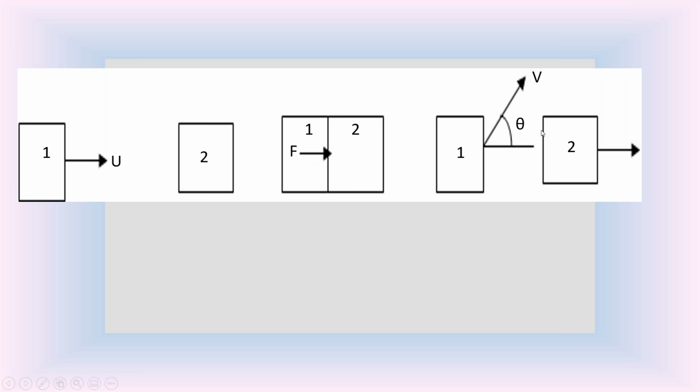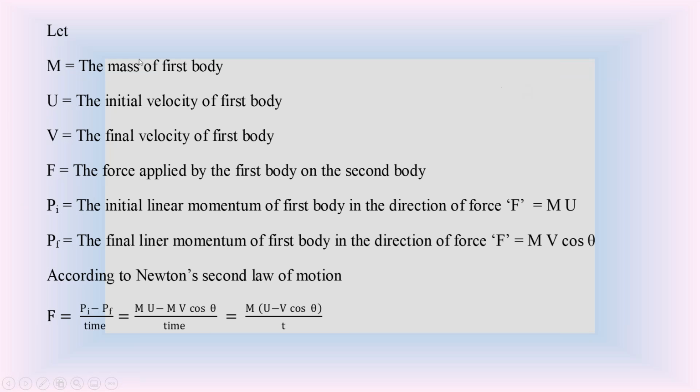So check Newton's second law in this condition, when the final velocity is in the inclined direction. Let m be the mass of the first body, u the initial velocity of the first body, and v the final velocity of the first body in the inclined direction. F is the horizontal force exerted by the first body on the second body. Since the initial velocity is horizontal, and force F is horizontal, the initial velocity is also horizontal.